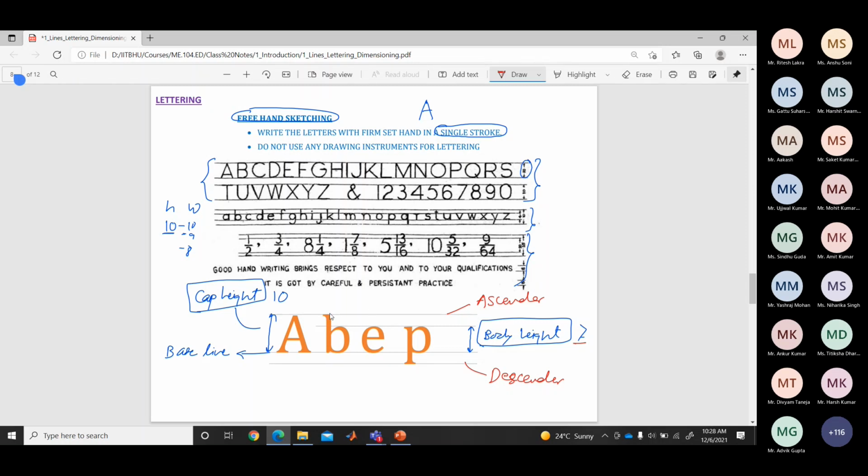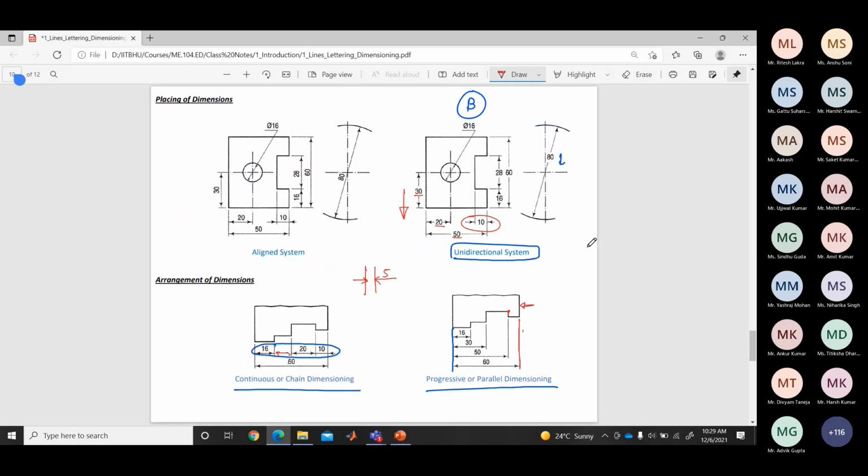So it should not be too big, and it should not be too small, it should be appropriate. So this is based on the scale. Right, so this is all about the first one.